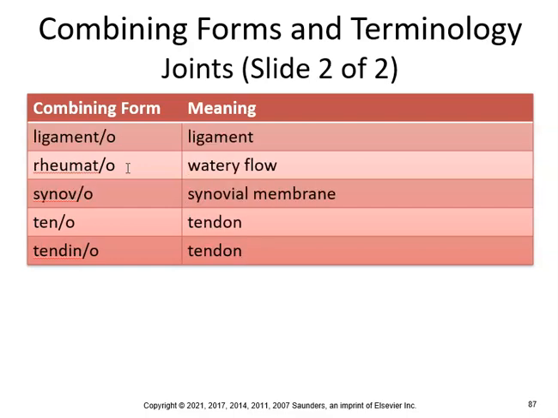What about ligament? So what about ligamentous? Means pertaining to a ligament. Rheuma is watery flow, so rheumatologist is a specialist in treatment of joint disorders. Synovial fluid. So what if you have synovitis? That would be inflammation of the synovial membrane. You have tendon, you have tendinitis. That could be inflammation of the tendon.